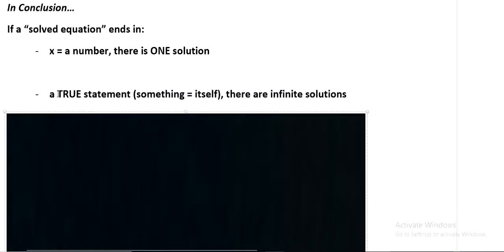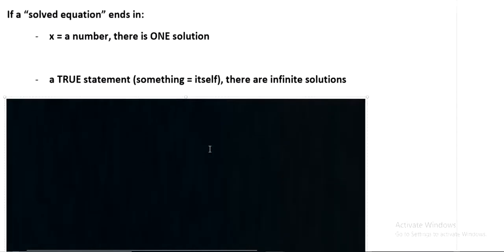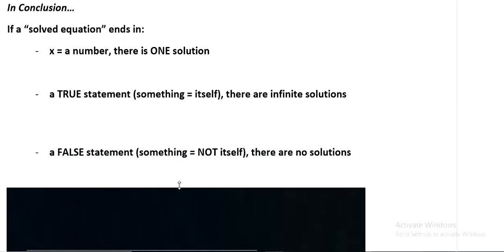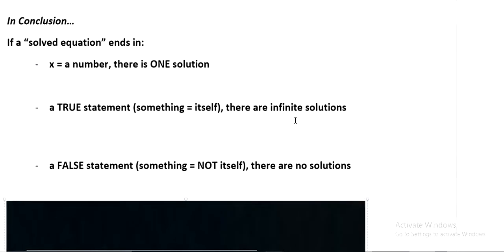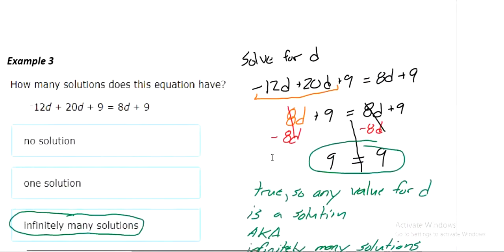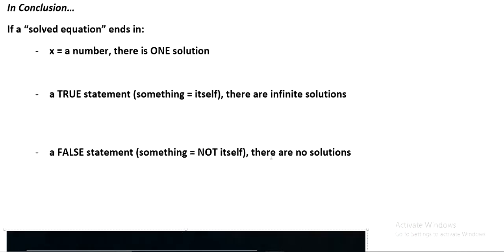If it ends in a true statement, something equal to itself, just like how we had 9 equals 9, there are infinite solutions or infinitely many solutions. Lastly, if we get a false statement, something that is not equal to itself, there are no solutions, just like how up here we had negative 5 is equal to negative 10. That's not true, so there are no solutions for that one. All right, and that is where we'll leave off.